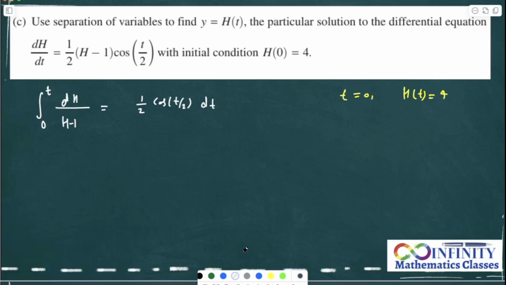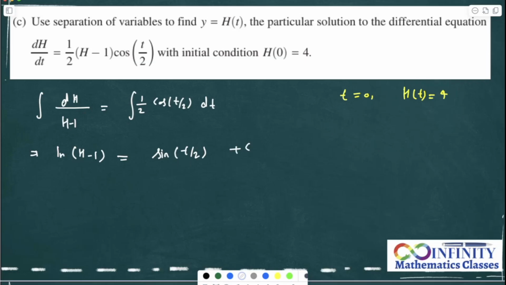Not 0 to 2. Let us not integrate like this, otherwise there will be issues. Simply integrate. The left hand side is going to be ln h minus 1. Can you please help me with the integration of this side? Is it going to be sine t by 2 plus c? Would it not be 2 sine t by 2? This 1 by 2 will cancel out. Oh yes, 2. Okay, there is no issue.